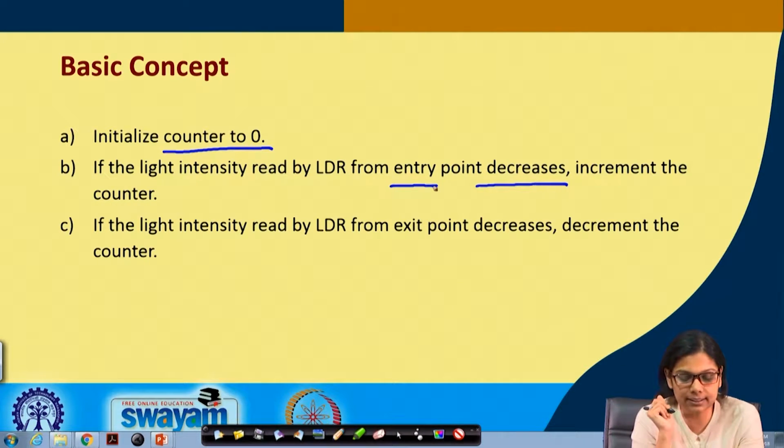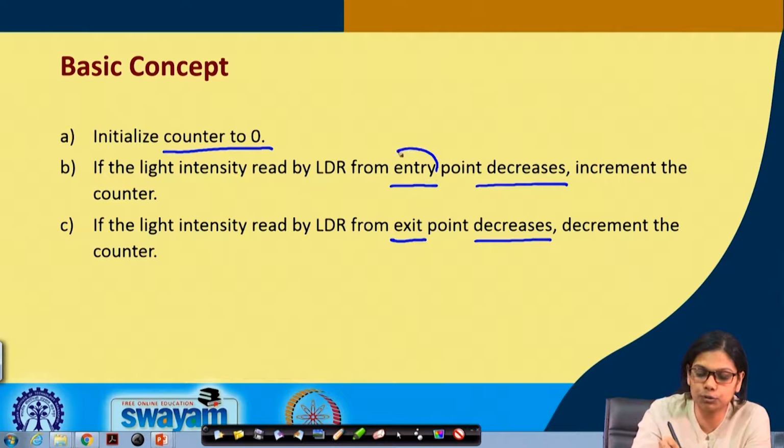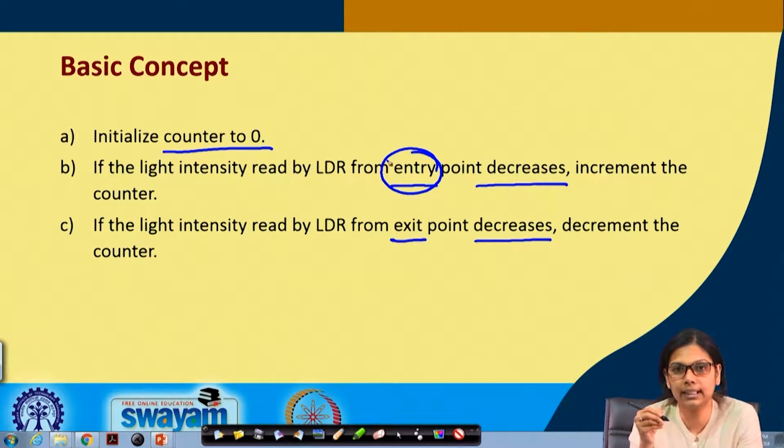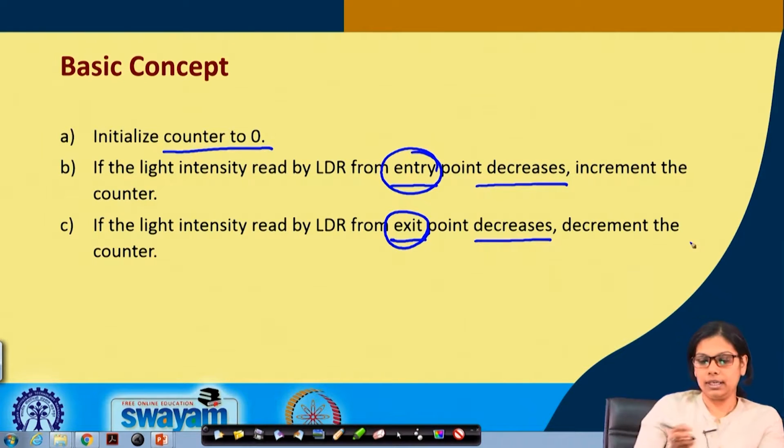If the light intensity read by the LDR at the exit point decreases, again we have another point, that is the exit point. If it goes from the entry point, it increases. If it goes from the exit point, it decreases. Then decrement the counter.